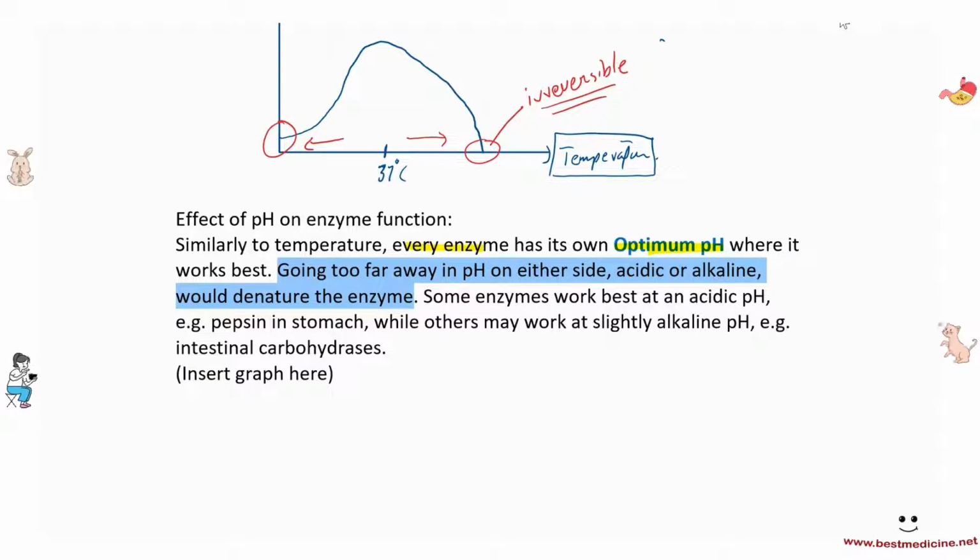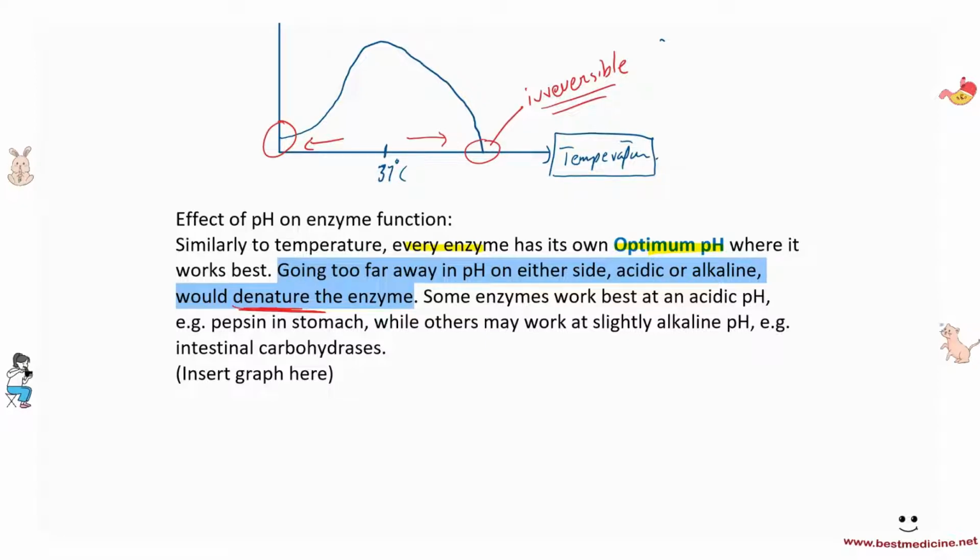So different optimum pHs for different enzymes. Now, if we go too far away in pH on either side, if you increase the pH away from optimum or decrease the pH from the optimum, it would denature the enzyme. Okay, there's no two ways about this. It would denature the enzyme, regardless of whether you increase it too much or decrease it too much.